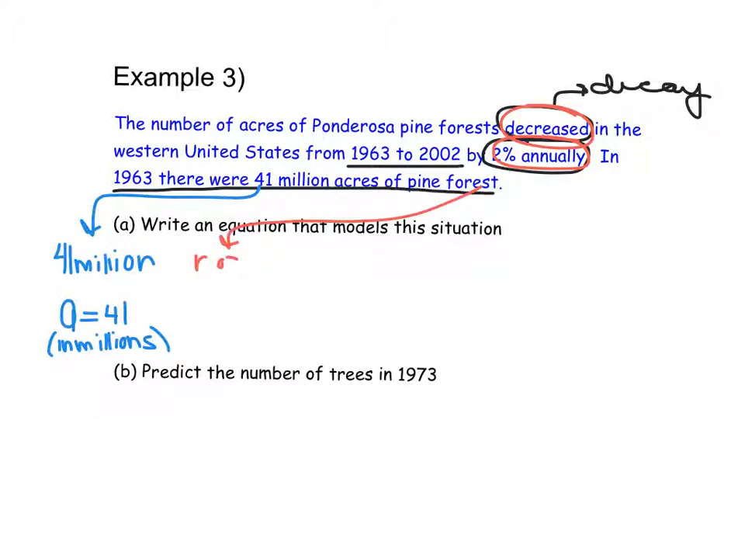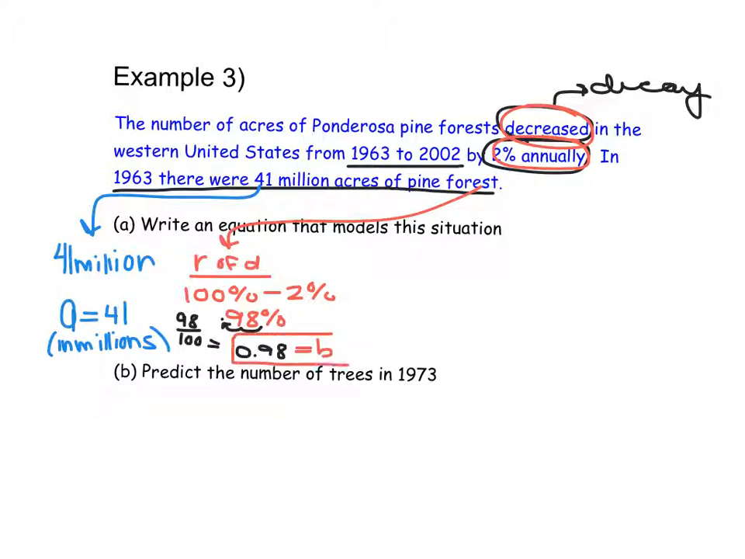So I have a rate of decay, and what's essentially happening is I had 100% of my forest, but I'm losing 2%. So at the end of each year, I only have 98% of my forest remaining. So that's my rate of decay, 98%. Now, from here, I need to turn this into a decimal to work with. So I'm either going to move the decimal over 2 places and get 0.98, or you can take 98 over 100, and that will give you the 0.98. Regardless, 0.98 is our rate of decay, or our B value. So now we can write our equation.